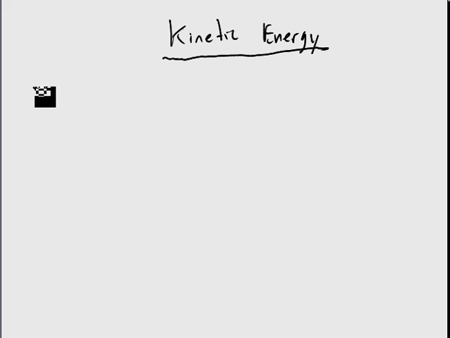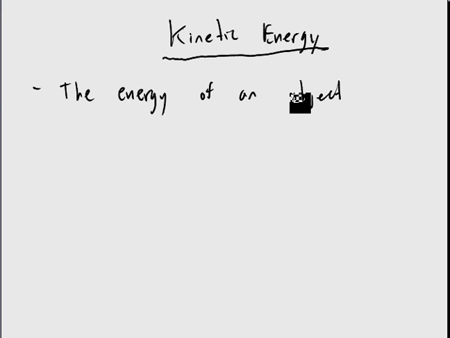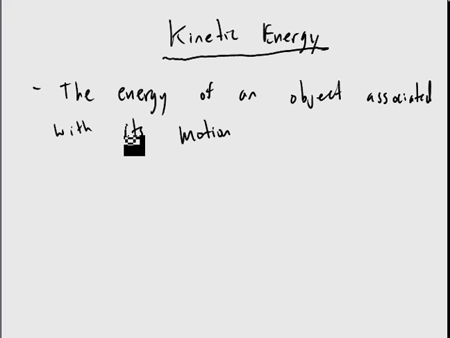So kinetic energy is the energy of an object associated with its motion. And by that, I mean mostly velocity, but we'll see some other things come into play. So I guess the natural question is, how does something have energy because it's moving?